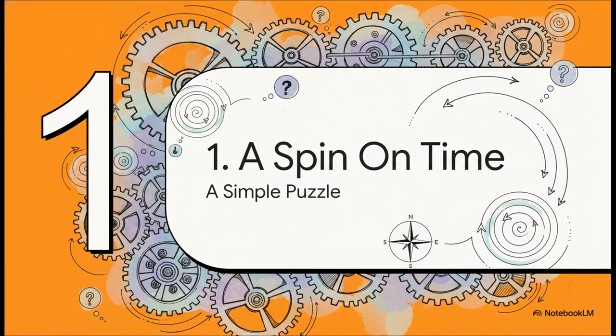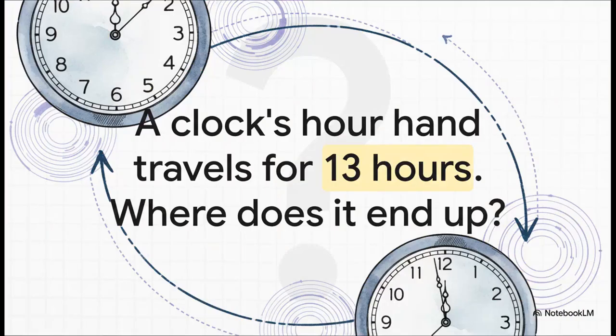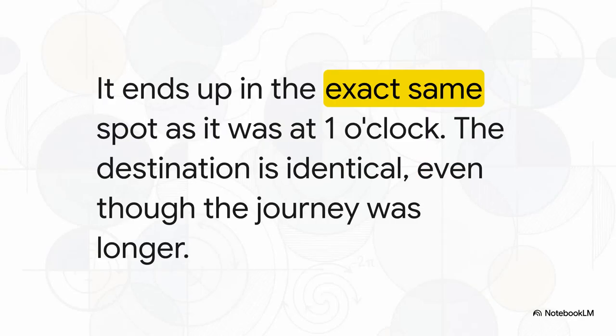And to get our heads wrapped around this, we're not going to start with some crazy formula. Nope, we're going to start with a simple little puzzle. So just picture a regular old-school clock on the wall. The hour hand starts up at 12. Now imagine it goes around for 13 full hours. Where is it pointing at the end of all that? It's pointing at the 1.